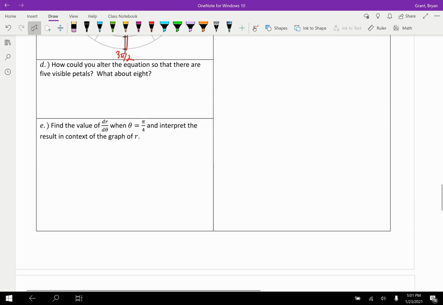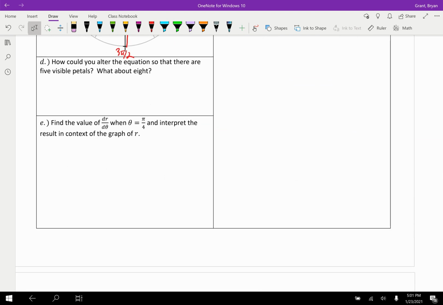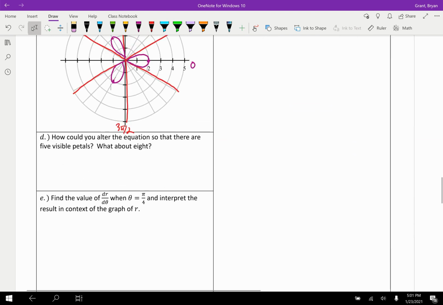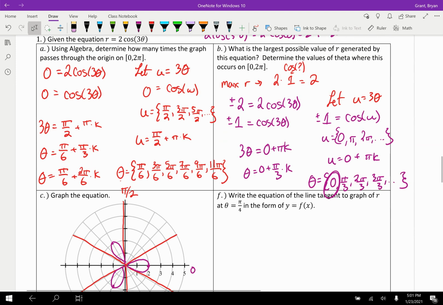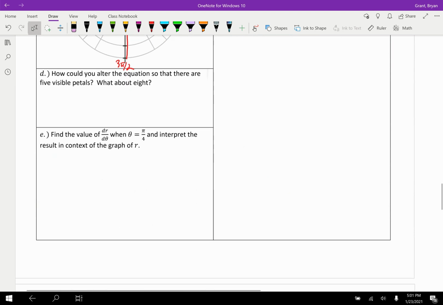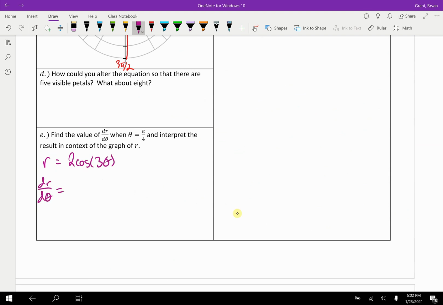So find the value of dr d theta when theta equals pi over 4 and interpret the result in context of the graph of r. Okay, well, r equals 2 cosine of 3 theta. And if I'm going to find dr d theta, it's like we're doing d d theta of each side. Derivative of cosine is negative sine, so I'm going to throw the negative out there. And then don't forget the chain rule. So this really gives us negative 6 sine of 3 theta.